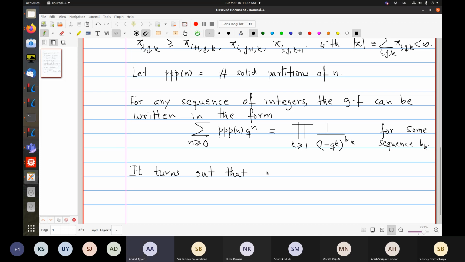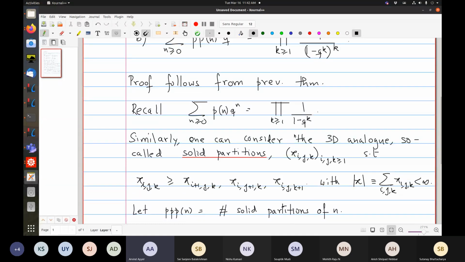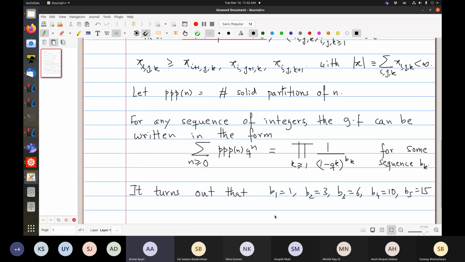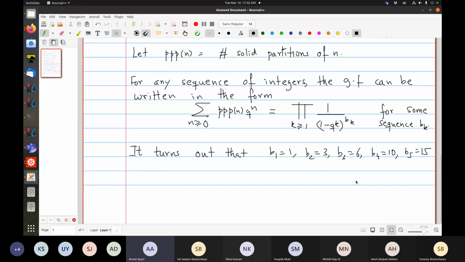that b1 is 1, b2 is 3, b3 is 6, b4 is 10, b5 is 15. And this looks very promising, because as you might have guessed, these are the triangular numbers. So these are k plus 1 choose 2. So you had 1 minus q to the power 1 here, 1 minus q to the power k, and then you are going to have 1 minus q to the power k plus 1 choose 2.